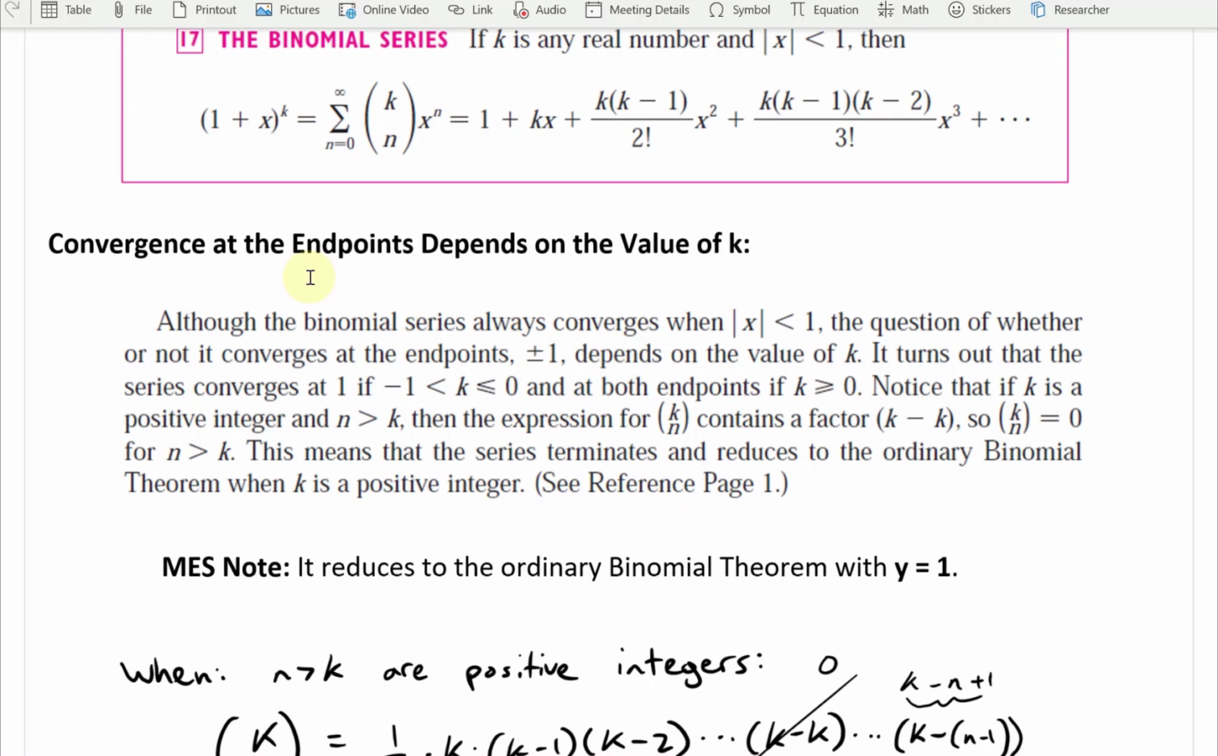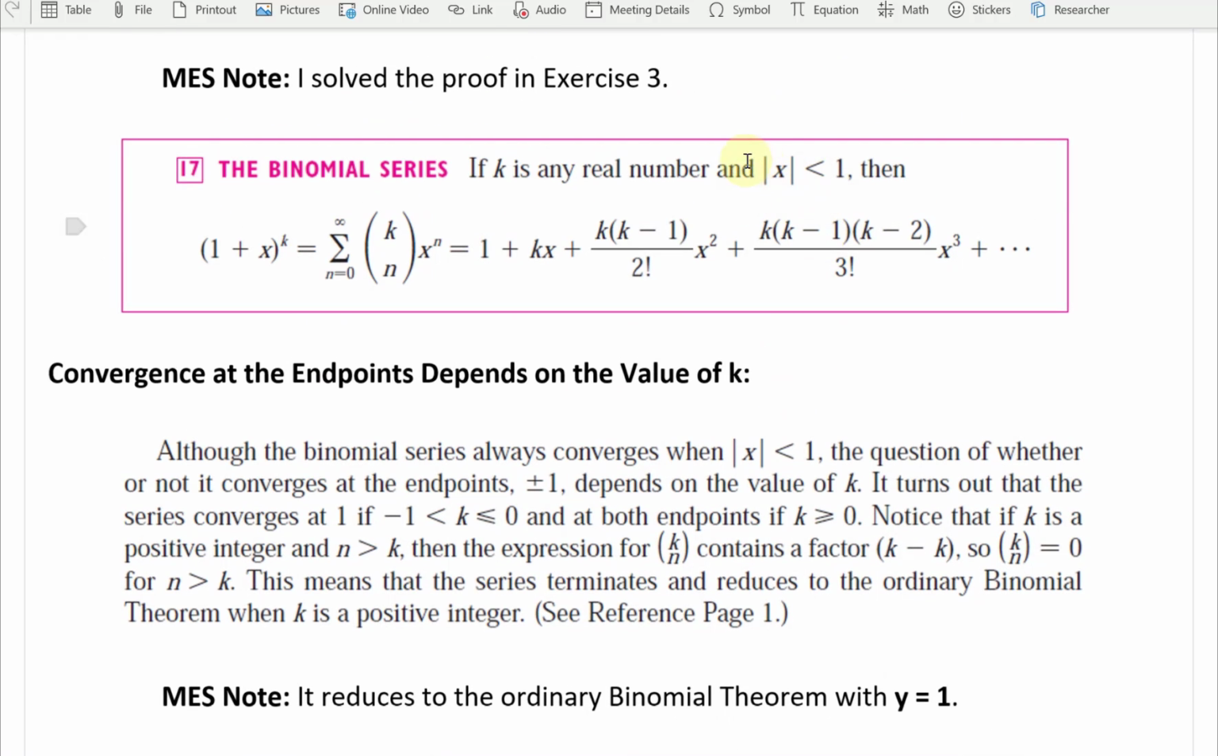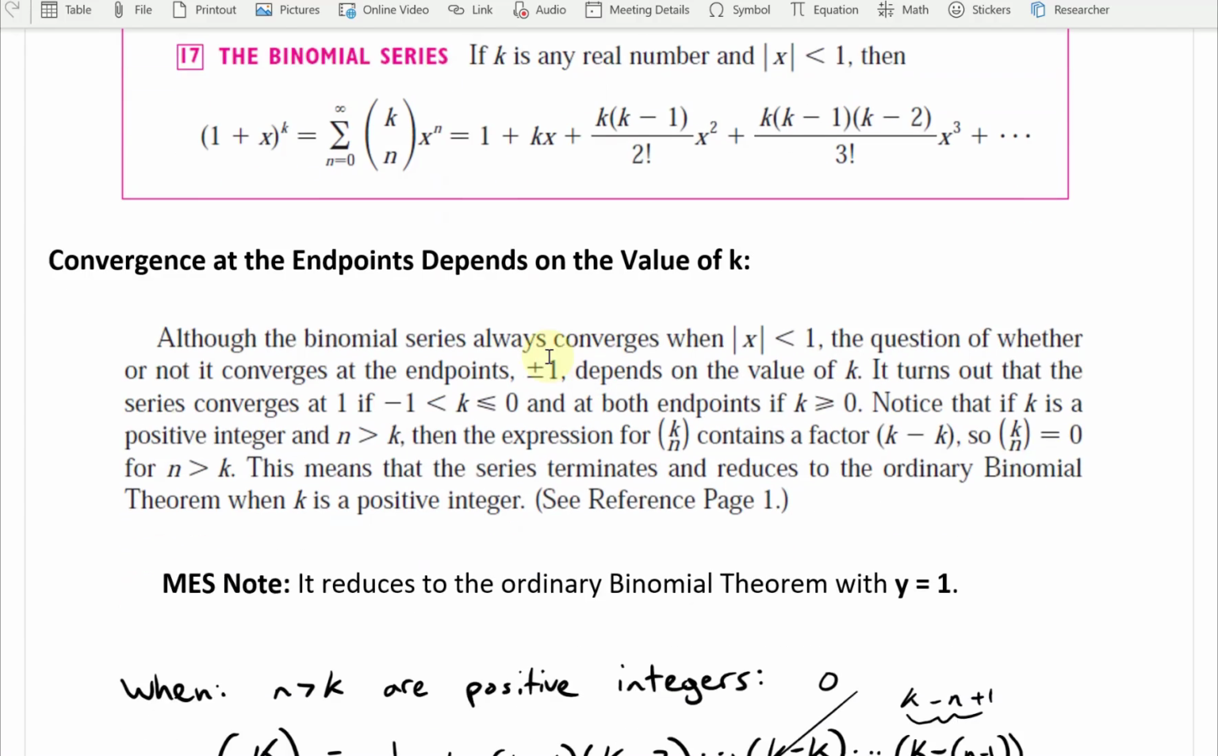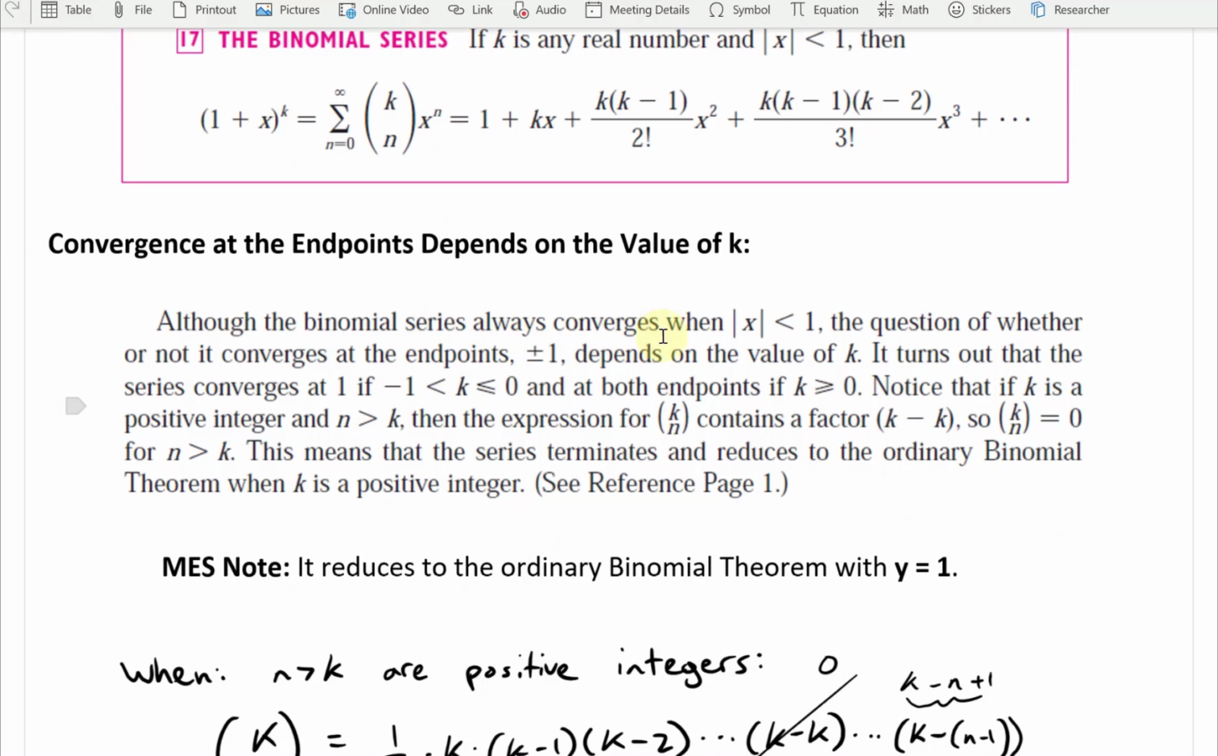Going further, convergence at the endpoints. The radius of convergence is just going to be equal to 1. But the convergence at the endpoints depends on the value of k. So although the binomial series converges for absolute value of x less than 1, the question of whether or not it converges at the endpoints plus or minus 1 depends on the value of k. And it turns out that the series converges at 1 if k is greater than negative 1 and less than or equal to 0, and at both endpoints if k is greater than or equal to 0.